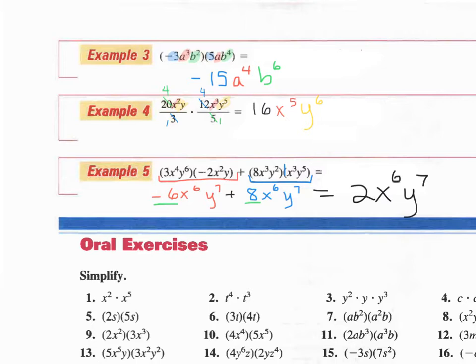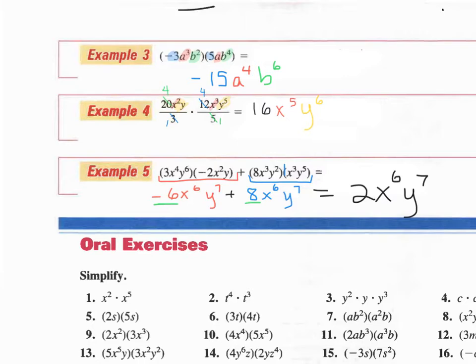So remember, when you're adding and subtracting polynomials, in order to add things, they have to be like terms. We do not add exponents when we're adding and subtracting. You only add the exponents when you multiply and divide. Any questions on this? Let me try a couple of the oral exercises.